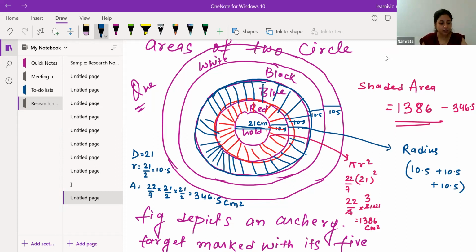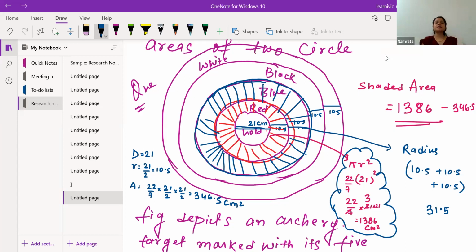Is it clear to both of you? Yes, ma'am. 21 plus 10.5, that means 21 plus 10 is 31, so 31.5 is the radius of this blue circle. We will find the area of this blue circle. From that area, we will take out the red circle area. Where is the red circle area? This is the red circle area. Can you see 1386?